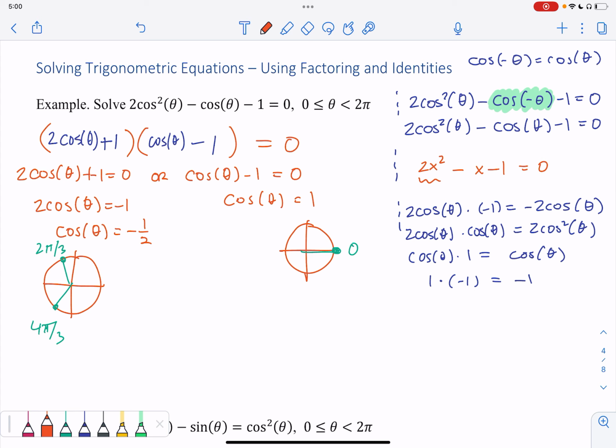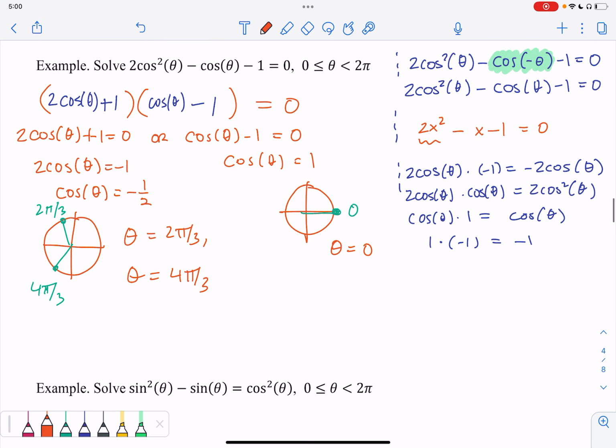And so I get theta equals 2 pi over 3, theta is 4 pi over 3, and then over here I get theta equals 0. So now I want to kind of collect everybody. These are all between 0 and 2 pi, so I'm good to go there. And I know if I found coterminal angles, it would be outside that interval, so I don't need to look for more. So what are my answers? 0, 2 pi over 3, and 4 pi over 3.